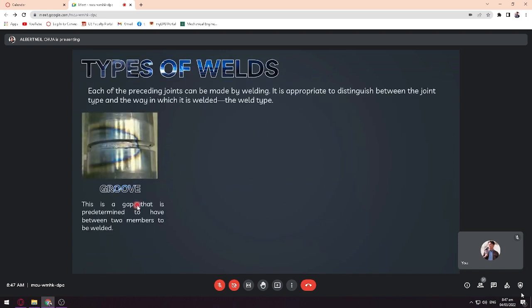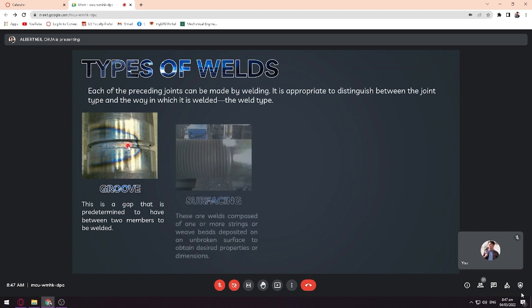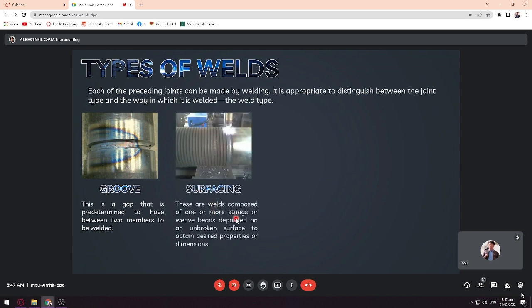So another type of weld would be the groove. Itong groove na to, meron siyang predefined na groove, yung parang uka. And then from there, doon natin siya i-weld. So ayan, the example. Surfacing naman, these are welds composed of one or more strings with beads deposited on an unbroken surface to obtain desired properties or dimensions. So ito yung surfacing natin.